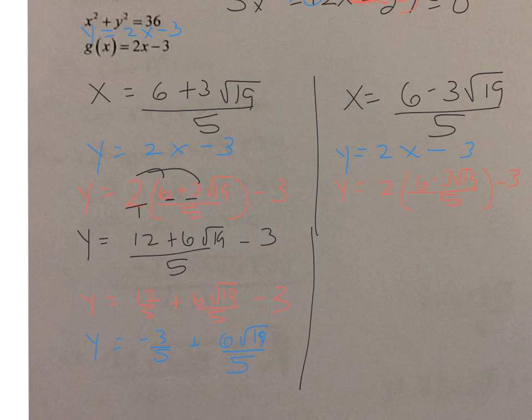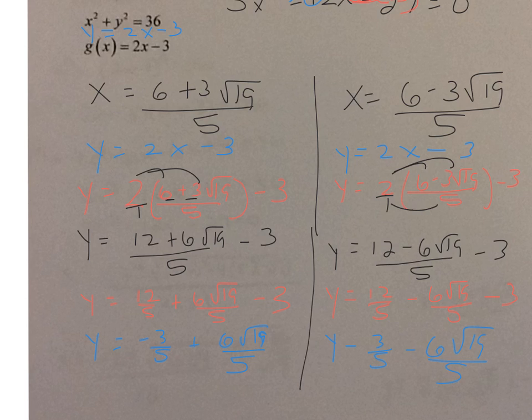So now I'm going to distribute the 2. Remember, multiply fractions, multiply the numerators, and multiply the denominators, so the denominator will stay 5. y is equal to (12 minus 6 the square root of 19) over 5 minus 3. Now I'm going to separate the fraction here. So I have y is equal to 12 over 5 minus 6 the square root of 19 over 5, and then minus 3. Now I want to combine like terms, the 12 over 5 and the negative 3, so you can plug that into your calculator, and you get y equals negative 3 over 5 minus 6 the square root of 19 over 5.